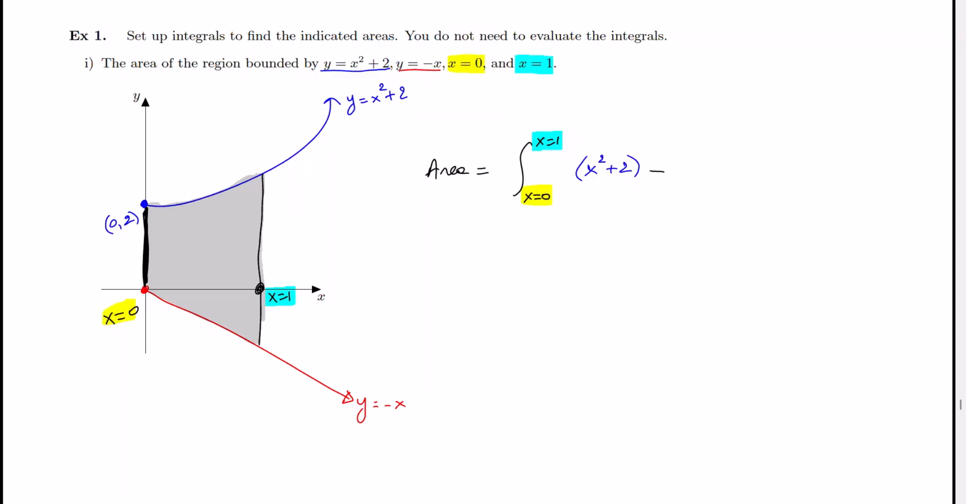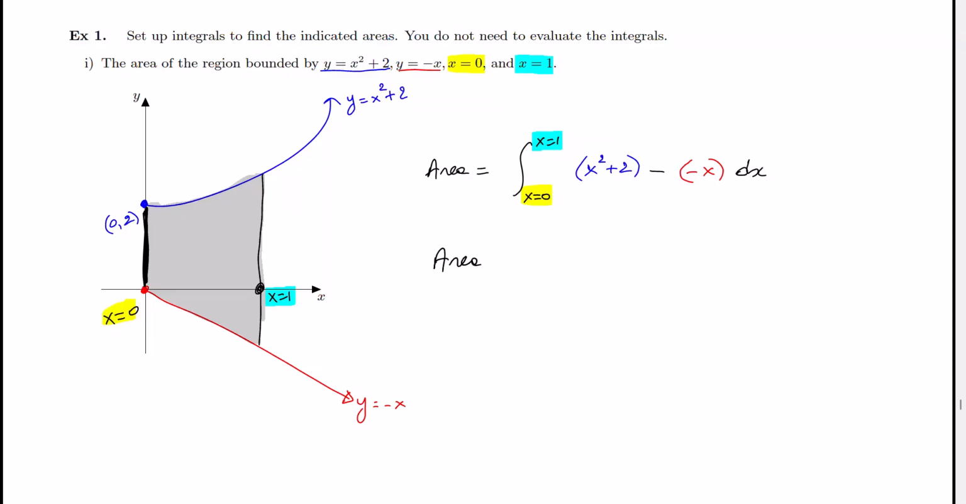Again, on the same interval from 0 to 1, the lower function is this one. It's the negative x function. So we're supposed to subtract that. Be careful here. There will be a double negative situation going on, because the formula gives us this minus sign, but the lower function is itself negative x. That's the reason why we have a double negation.